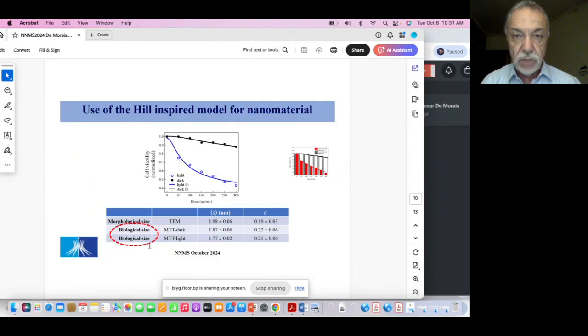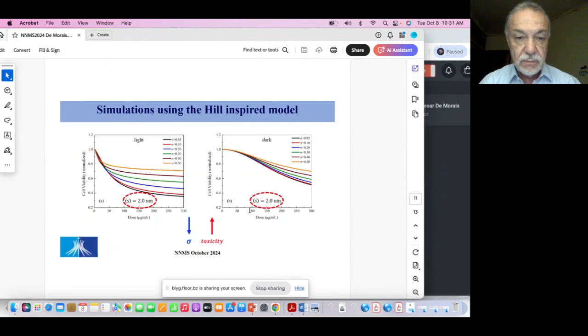And then this gives us a very important information. The new information is what I call the biological size. And the biological size is a way to understand the cell toxicity when it is challenged by a nanomaterial. Okay, now using this Hill-inspired model, I can simulate some important trends.